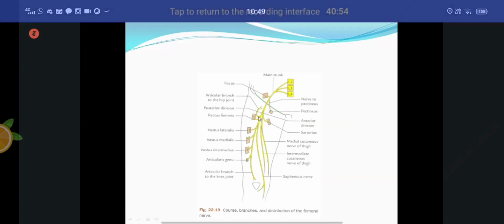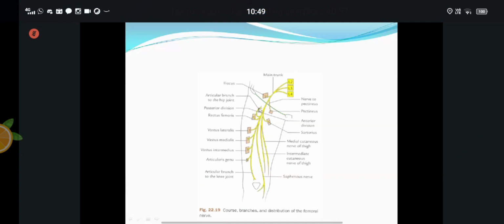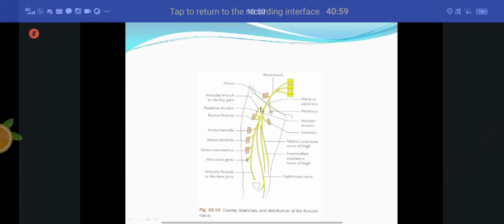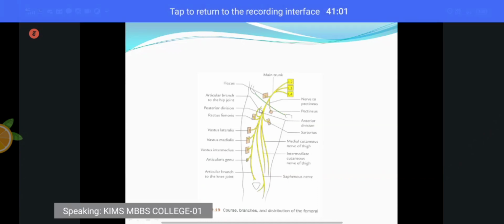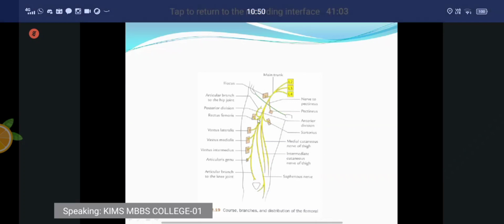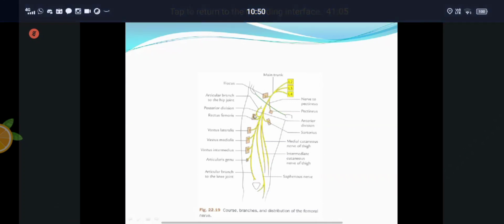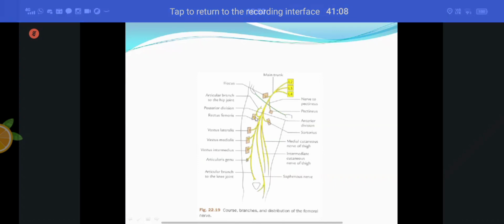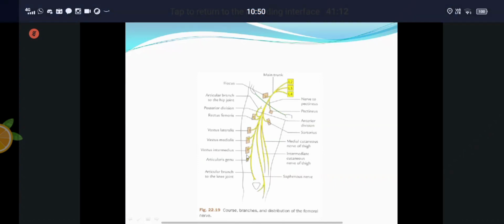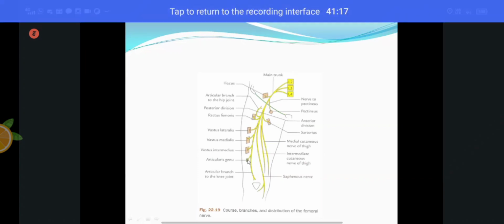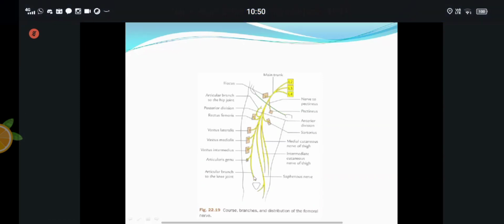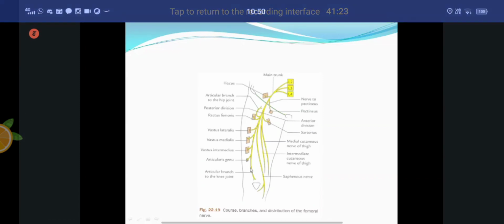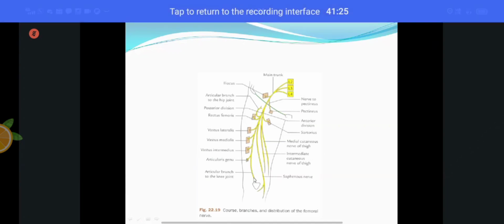And what are the branches arising from the posterior division? From the posterior division, it gives a branch to the hip joint, and also it gives branches to the quadriceps muscles. What are these quadriceps muscles? The rectus femoris, the vastus lateralis, the vastus medialis, the vastus intermedius, and the small muscle present on the anterior aspect of the femur, the articularis genus. And you see here, it is also giving a branch to the knee joint.